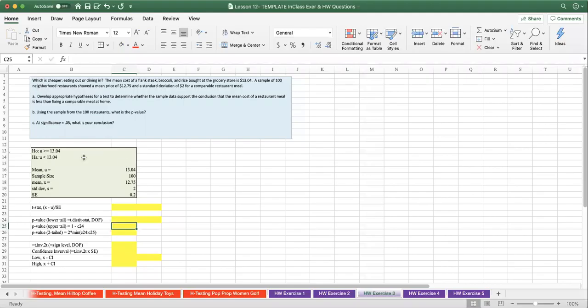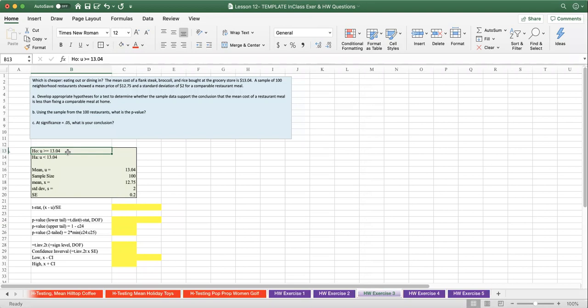Okay, let's go on to question 3, homework exercise 3. This one we're looking at the question, which is cheaper, eating out or dining in. So the cost of a flank steak, broccoli, and rice bought at the grocery store is $13.04, and then a sample of 100 neighborhood restaurants showed a mean price of $12.75, and a standard deviation of $2 for a comparable restaurant meal.